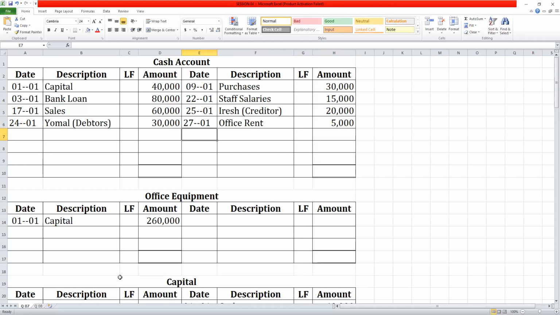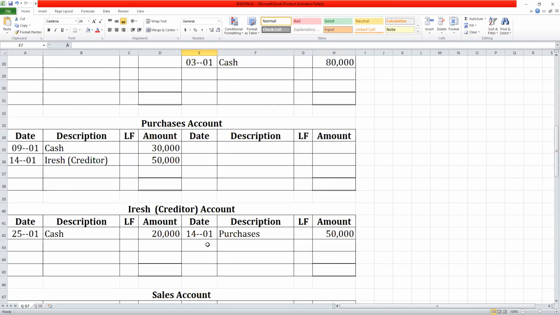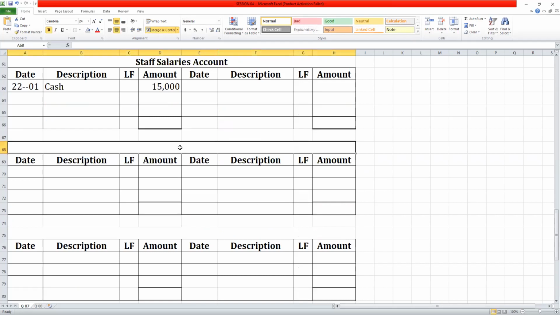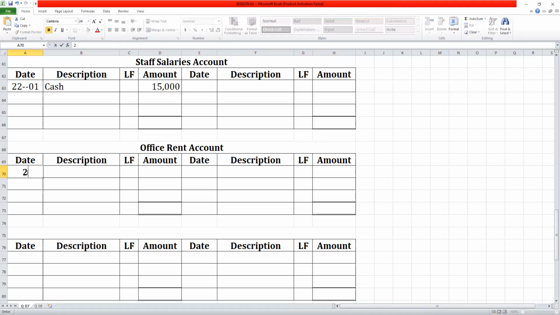At the same time, open another account for office rent. I think you know the category of office rent. Yes, it is an expense. Debit. The date is 27th of January. We debit the office rent account by 5,000, and it was paid in cash.